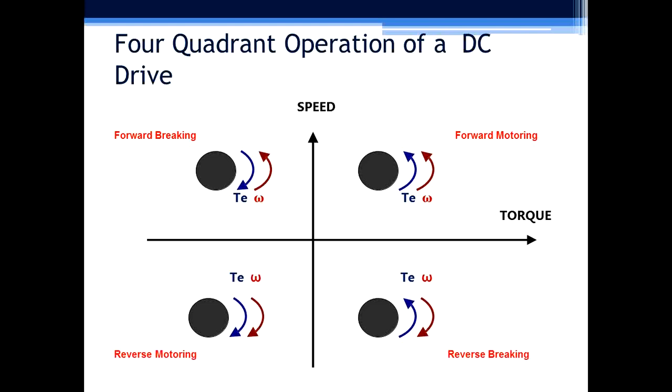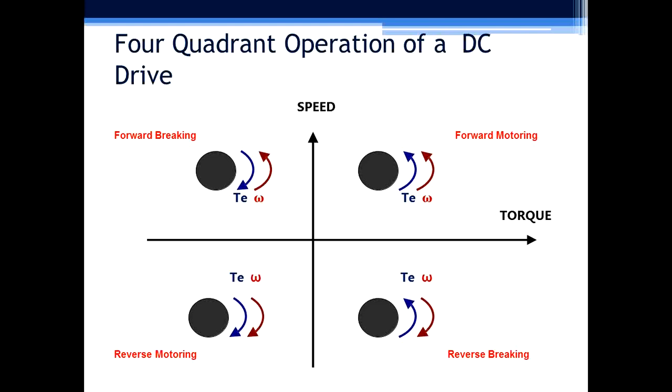Now in third quadrant operation, if we apply a negative voltage and negative current, the motor is receiving positive power, but as the voltage is negative, the DC motor will start moving in the reverse direction. So here both mechanical torque and speed are in reverse direction, but power is positive. Power is a product of torque into speed. So this is called reverse motoring. Here power will be taken from source and delivered to the load, and load torque is in opposite direction to motor torque.